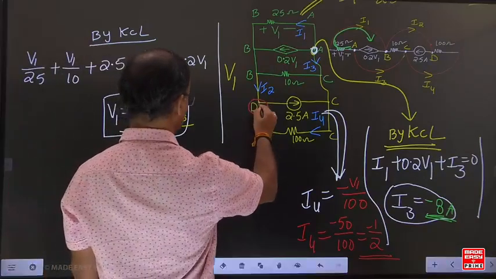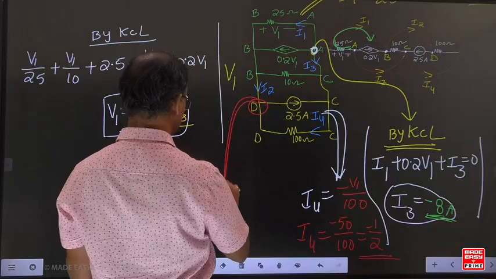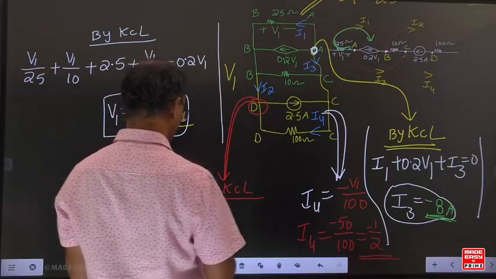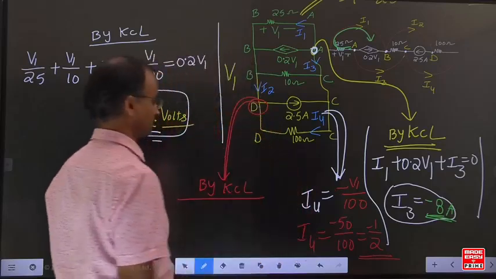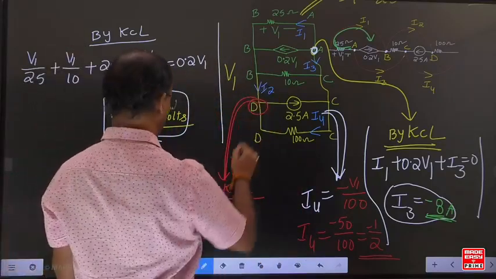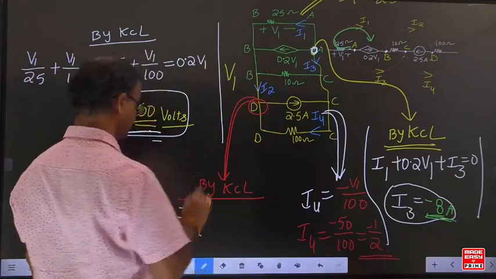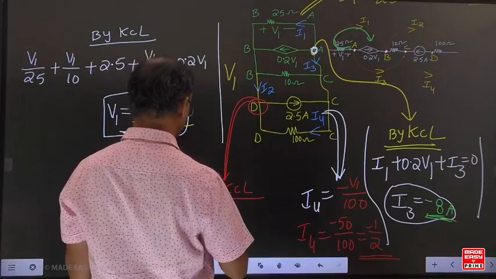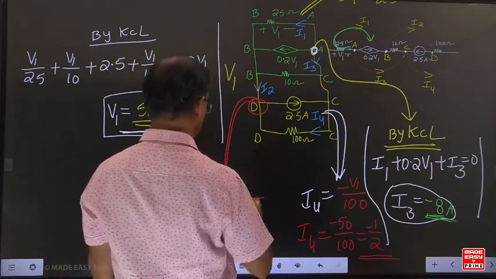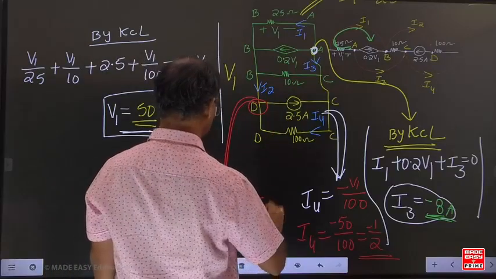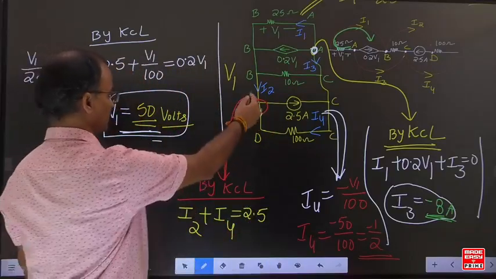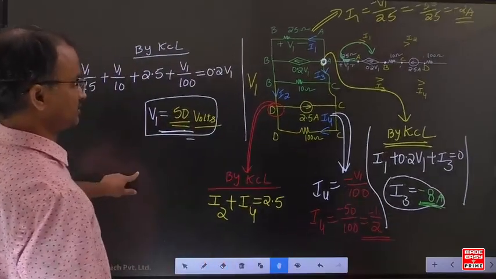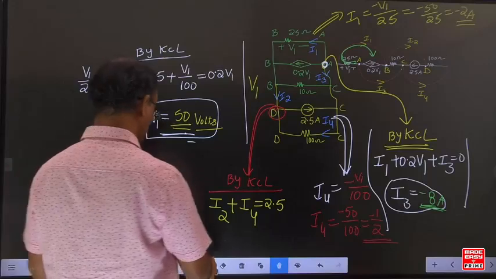Now can you apply KCL at this point? If you apply KCL at this point, what about I2? I2 is the incoming current. I4 is also incoming current. 2.5 is outgoing. I2 incoming, I4 incoming, 2.5 outgoing. Incoming currents equal to outgoing currents.